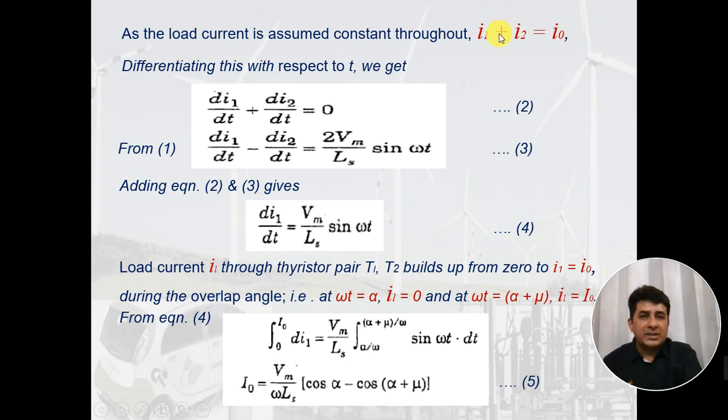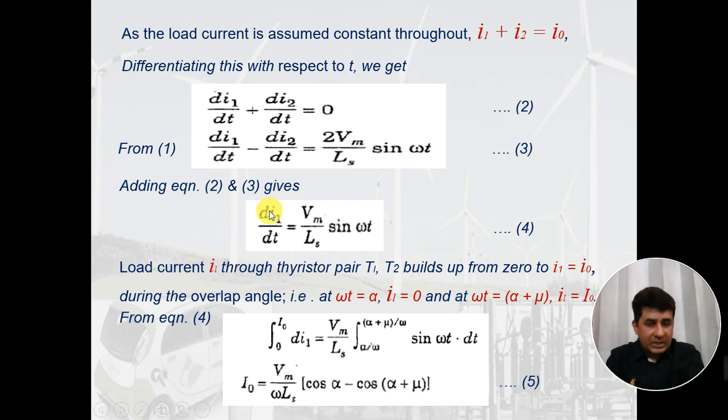And if we differentiate this equation with respect to t, we get di1 by dt plus di2 by dt equals 0, because I0 is considered as constant. So this becomes your equation number 2. And from the previous equation, equation number 1, we got this. If we add these two equations, we get di1 by dt equals Vm by Ls sin omega t. So we get this, but we are interested in knowing how this is affecting the output voltage. So let us solve it further.